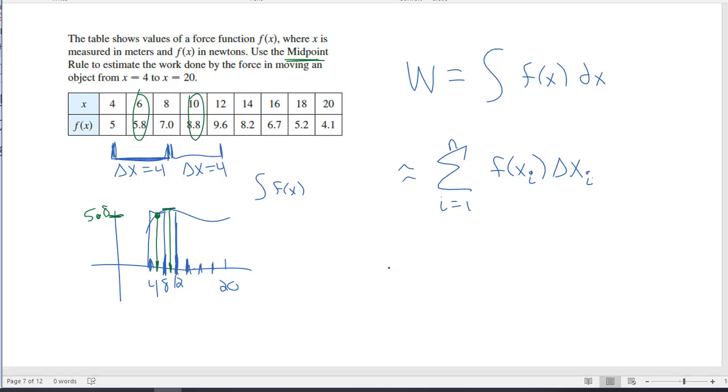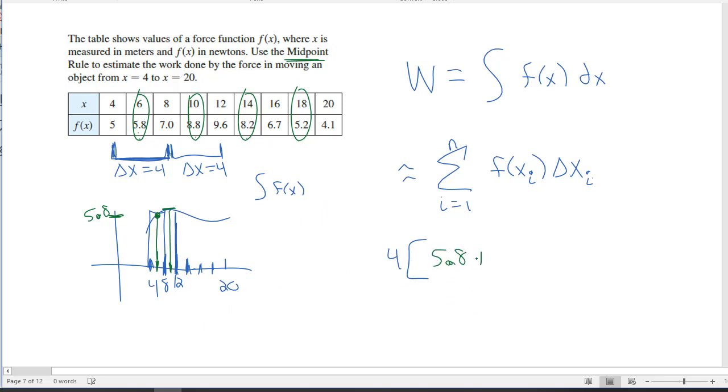So I'm going to factor out my delta x. My delta x was 4. And then I'm going to sum up all of the midpoints. I'm going to switch back to green so we can see these would be the midpoints, skipping left endpoint, right endpoint. Here's my midpoint, next midpoint, and so on and so forth. So my first midpoint, my rectangle has a height of 5.8. And then my next midpoint value is 8.8, and then my next midpoint value is 8.2, and then my last value is 5.2.